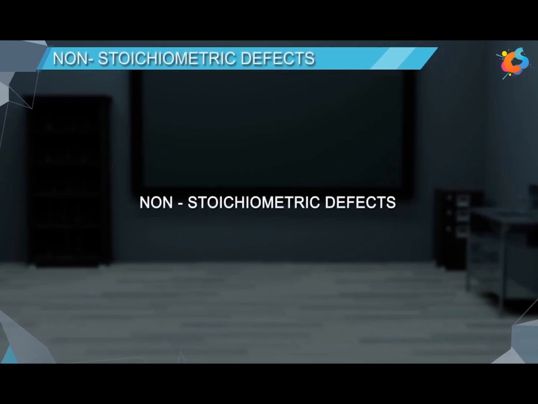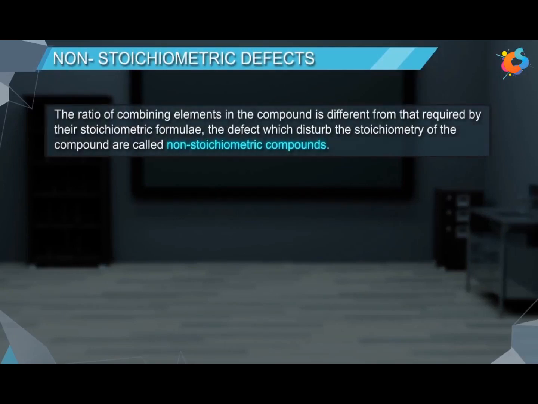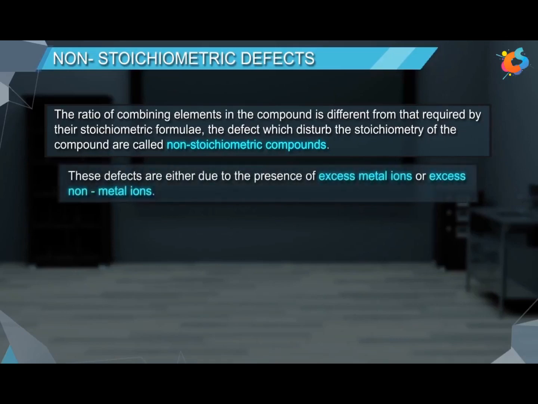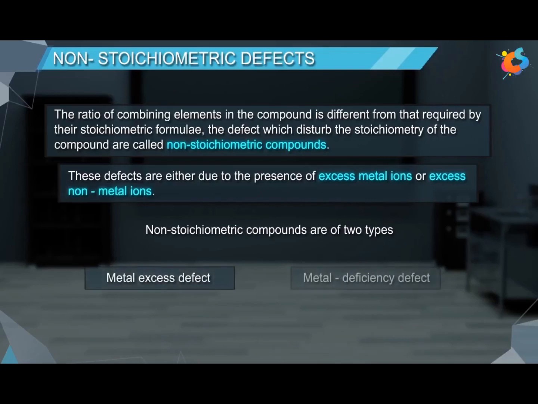Non-stoichiometric defects. The ratio of combining elements in the compound is different from that required by the stoichiometric formulae. The defects which disturb the stoichiometry of the compound are called non-stoichiometric defects. These defects are either due to the presence of excess metal ions or excess non-metal ions. Non-stoichiometric compounds are of two types: metal excess defect and metal deficiency defect.